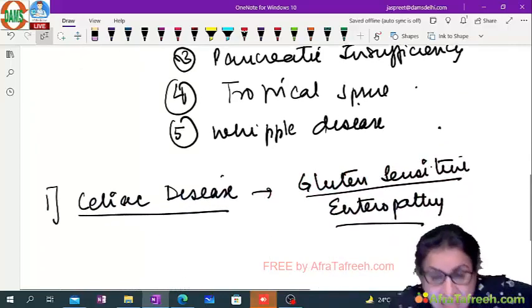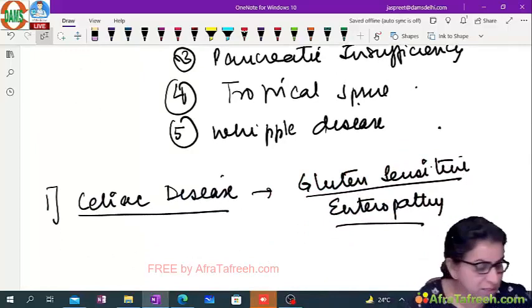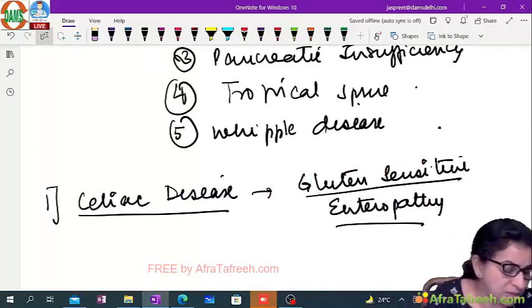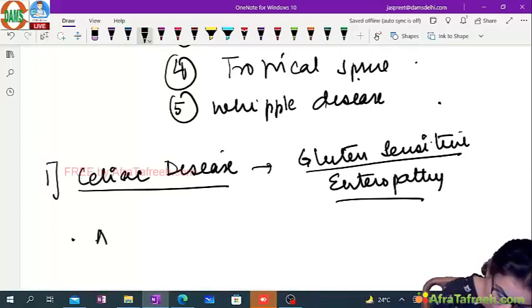Okay, first is celiac disease. Celiac disease is also called gluten sensitive enteropathy. So what is celiac disease? It's also called gluten sensitive enteropathy, and celiac disease is an autoimmune disease.